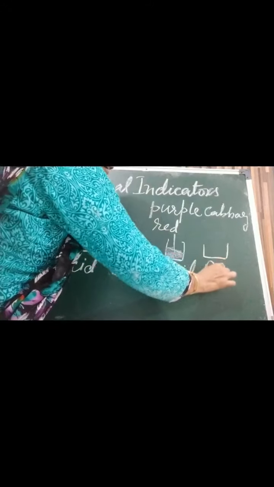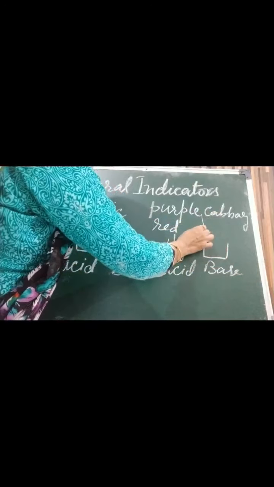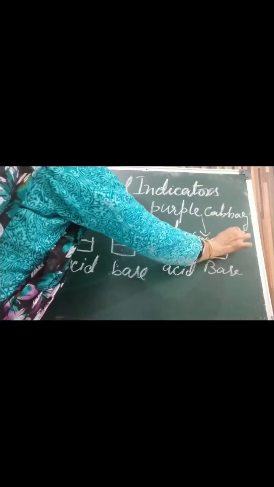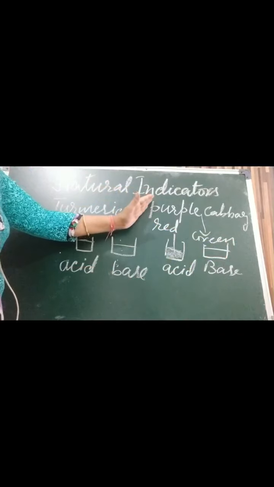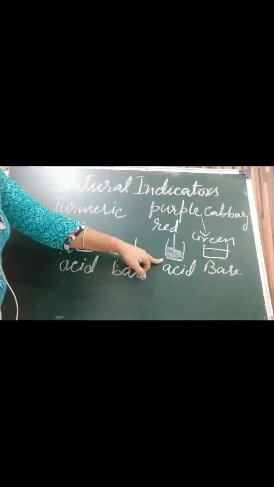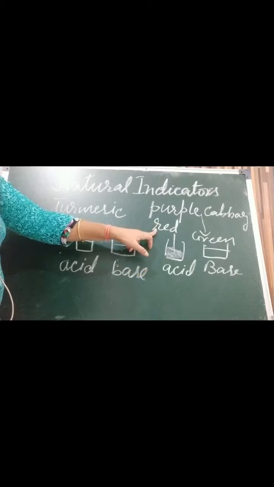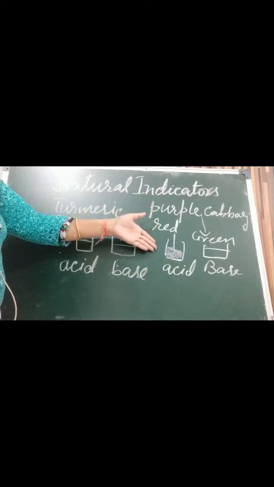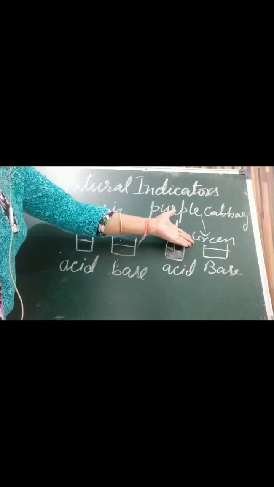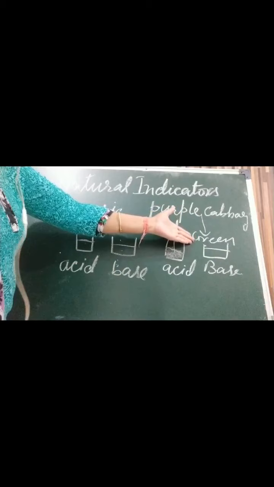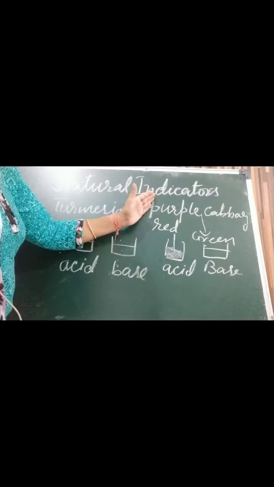Here, when we add the purple cabbage juice in base, it will turn into green. So just you see, this was purple in color. When we added lemon, it turned into deep red. Means it has changed its color. And here when we are adding base, soap solution, it turned into green. So it has changed its color. So this is what? Natural indicator.